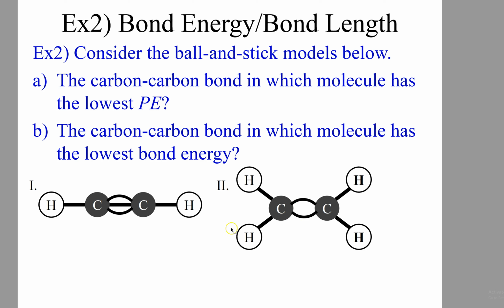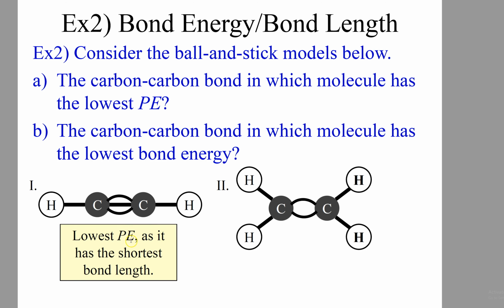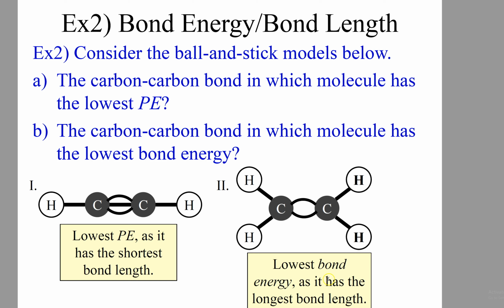So because this one is a triple bond, it's going to have more energy. So the lowest PE, as it has the shortest bond length, and this one has the lowest bond energy as it has the longest bond length. So it kind of makes a little bit of sense, right? Because they're closer together, they have lower PE, and because of that, this one's going to have a lower bond energy.